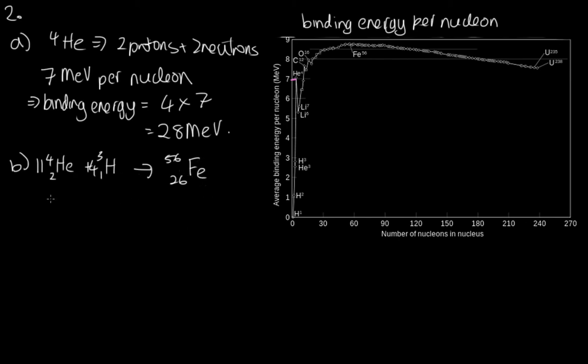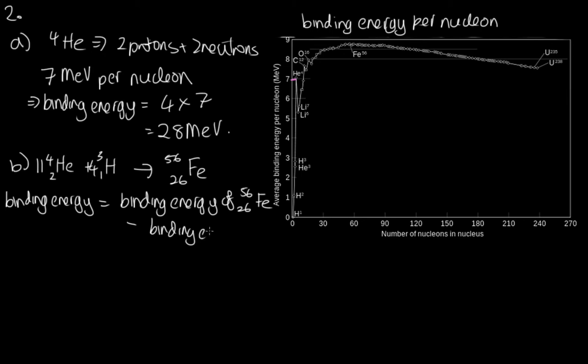And so to find the binding energy released, this is equal to the binding energy of iron-56 minus the binding energy of the 11 helium-4 plus the 4 hydrogen-3. So for iron-56, we can read it off here. If we bring a straight line around along there, that is around about 8.75. And we have 56 of those nucleons. And then we have to subtract off these.